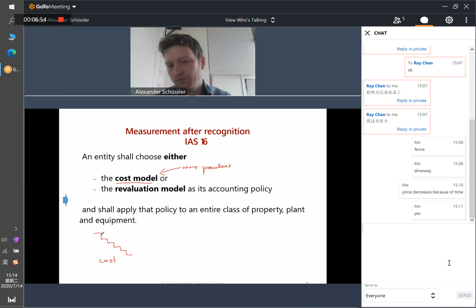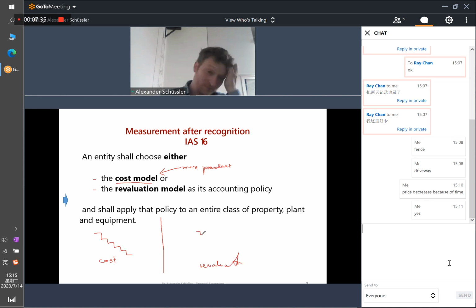The revaluation model. Initially, you also take the cost, but then subsequently, you also depreciate it, of course, but then when you see that the fair value changes, let's say it goes up, yeah, you take that value, you take the higher value, and that's why it's called the revaluation method.